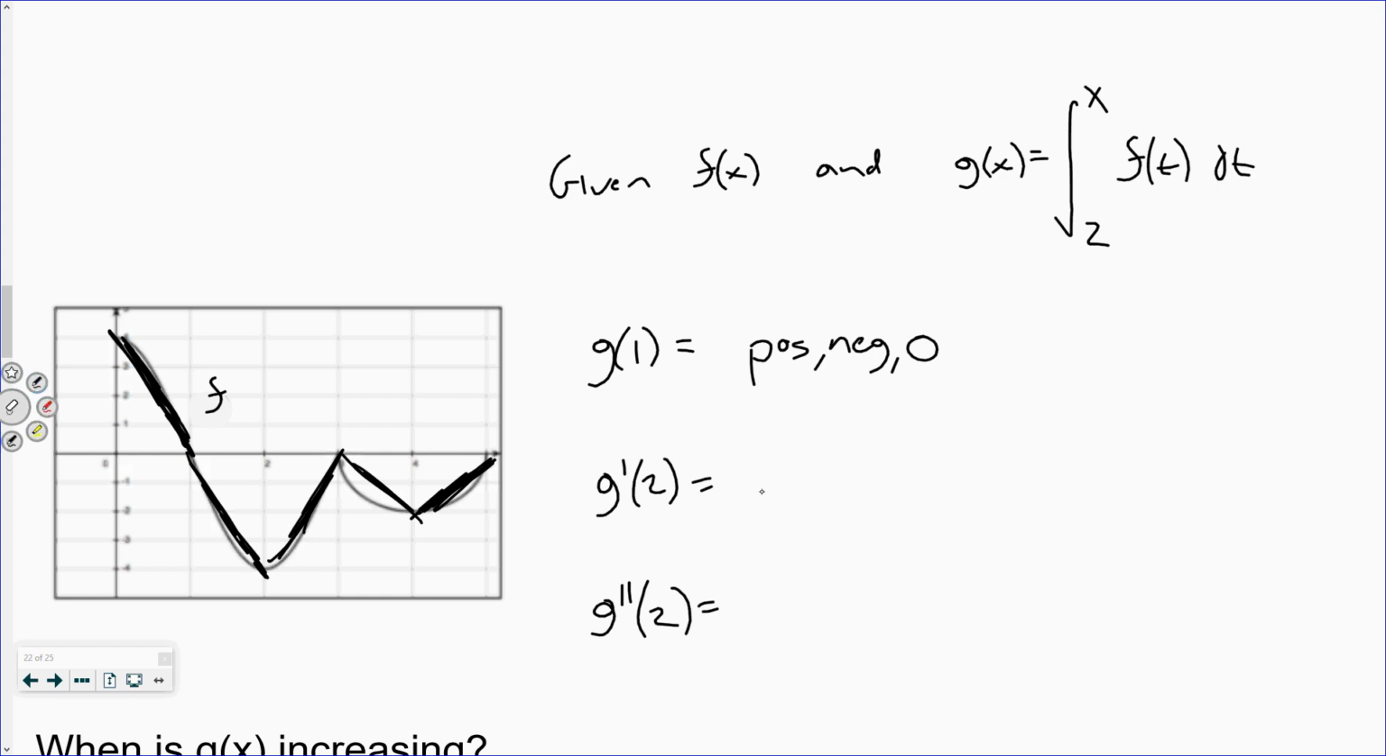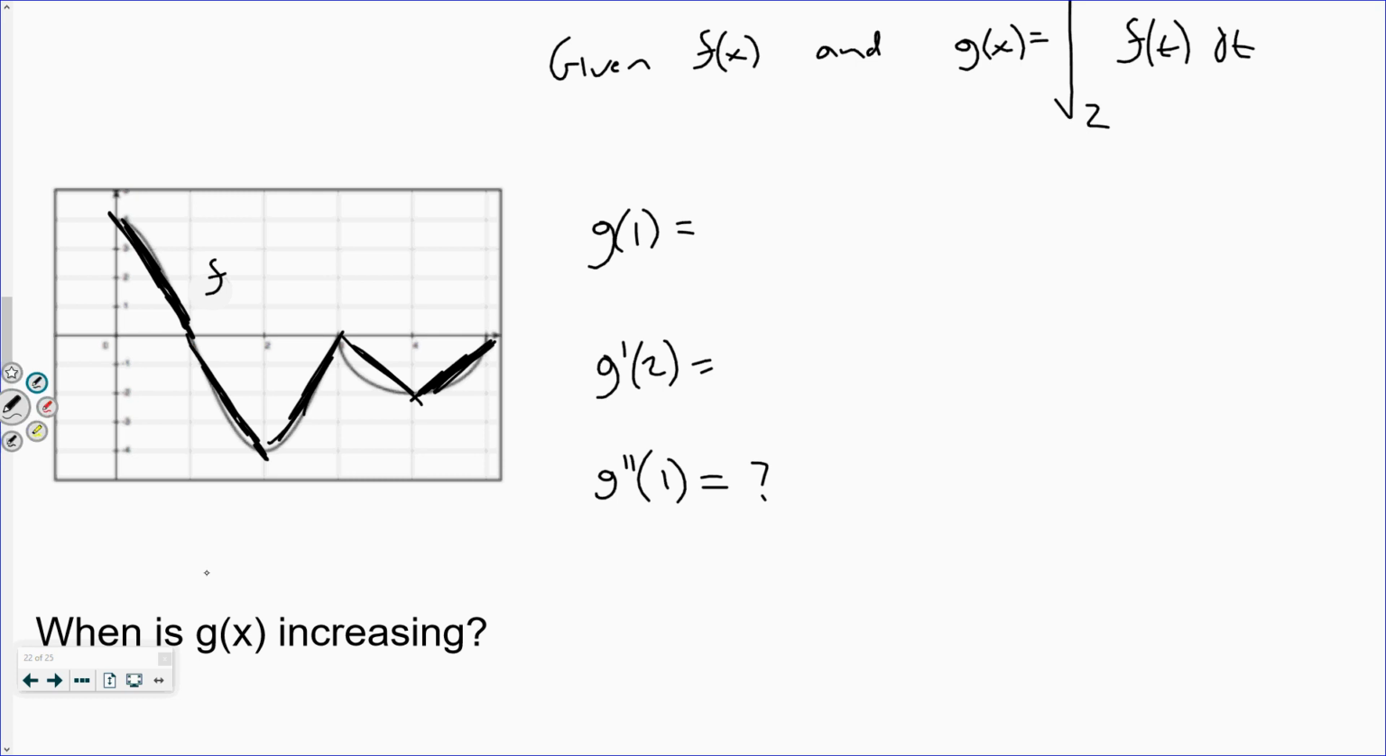And answer the following question. What is G of 1? What is G prime of 2? We will talk about what G double prime is in a second, but maybe you can figure this out. Then I want you to answer, when does G have an absolute max and what is its value?